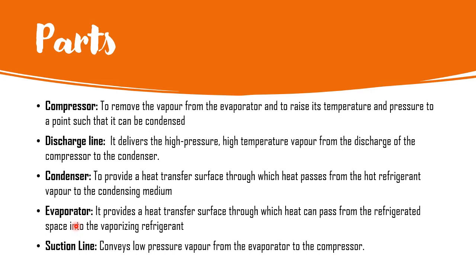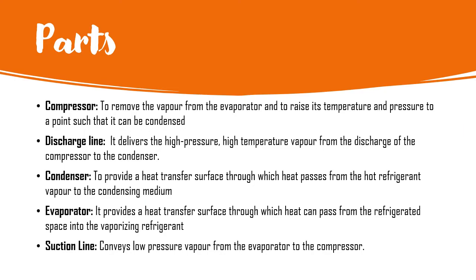And then the evaporator. The evaporation process takes place in the evaporator. Here the liquid refrigerant changes into vaporized refrigerant. The last one is the suction line. The suction line conveys the low pressure vapor from the evaporator to the compressor. Here there are two lines: the discharge line, which delivers high pressure, high temperature vapor, and the suction line, which conveys low pressure vapor from the evaporator to the compressor.